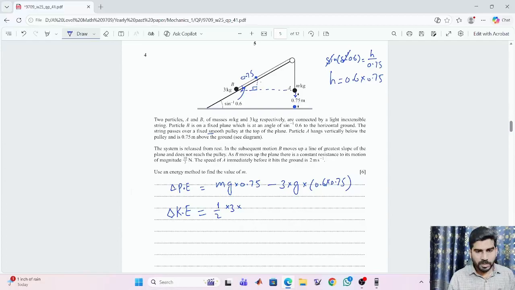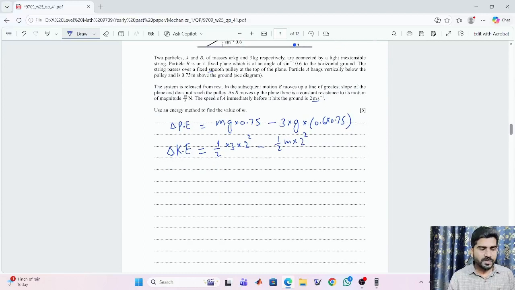Velocity is 2 meters per second. Because both particles are attached with the string, the velocity will be the same here. So 2 squared, minus the velocity, is the change in kinetic energy of A. Its mass is 1/2 m times the velocity 2. Okay, this will be the change in kinetic energy: 2 squared is 4, 4 times 3 is 12, 12 divided by 2 is 6, minus 2m. This will be the change in kinetic energy.